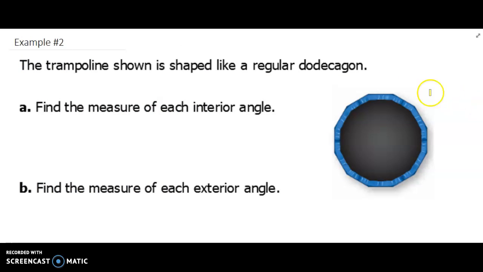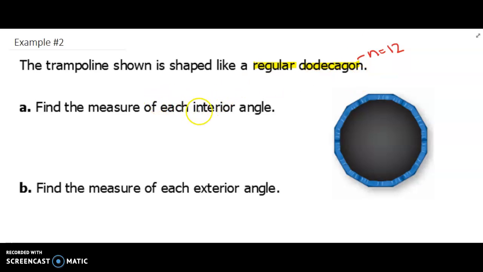The trampoline shown is shaped like a regular dodecagon. So here are two vocabulary words side by side. If you don't know what one or both of these are, and this is on a test, you're not going to solve this problem. So I want you to ask yourself, what does it mean to be regular? What does it mean to be a dodecagon? And then put those together, what does it mean to be a regular dodecagon? Well, regular means all the sides have the same length and all the angles have the same measure. And dodecagon tells me that we have 12 sides.